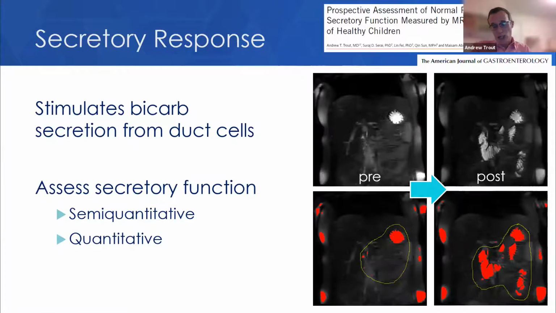Using image segmentation techniques, where we can highlight pixels and count fluid pixels, we can get to true quantitation of the volume of fluid that is secreted. So we measure the fluid volume prior to secretin administration and then do the same measurement post-secretin administration, and by subtracting, we can figure out the fluid volume that was secreted.